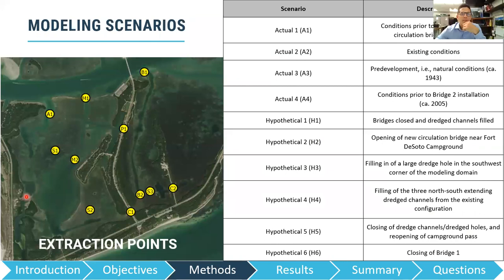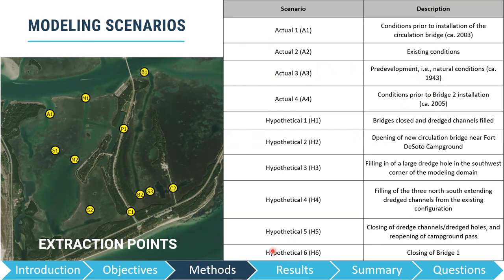Okay, so now the moment everyone has been waiting for, the modeling scenarios. On the right here, you can see the full list of modeling scenarios that we ran. There were 10 scenarios total. The first 4 of those scenarios we're calling actual scenarios. We're calling them this because they're based off of conditions that either exist today, right, which is the case for case A2, or have existed at some point in the past, which would be the case for case A3, for example, pre-development. We also ran 6 hypothetical cases.